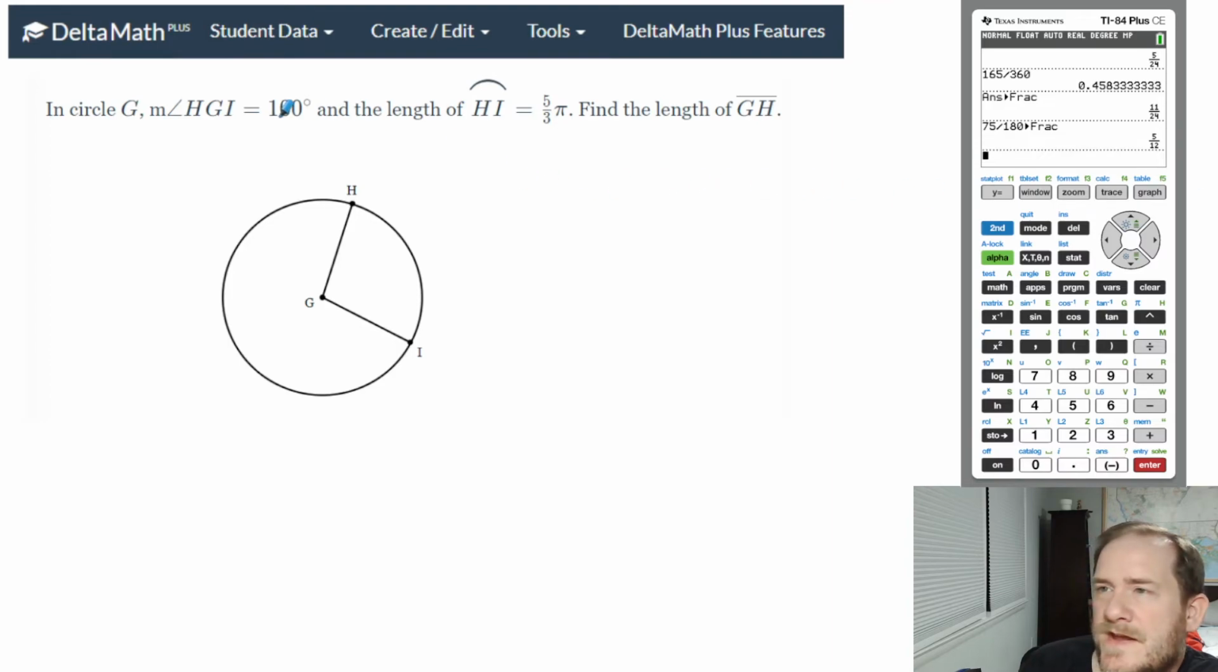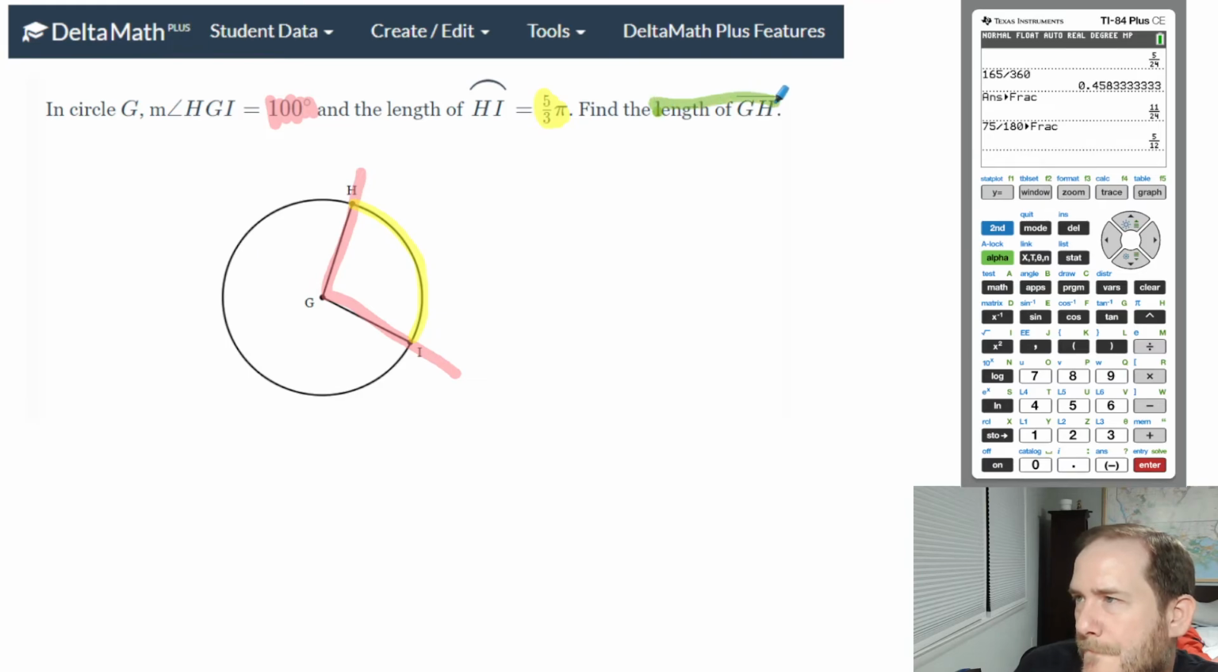This one is saying that GHI is 100, or HGI. So they're saying this angle is 100. Then they're saying the length of arc HI is 5 pi over 3. So this arc that's cut by that is 5 pi over 3. Then they're asking you to find the length of GH. Well, the length of GH is just the radius. All right, great. What do we know?